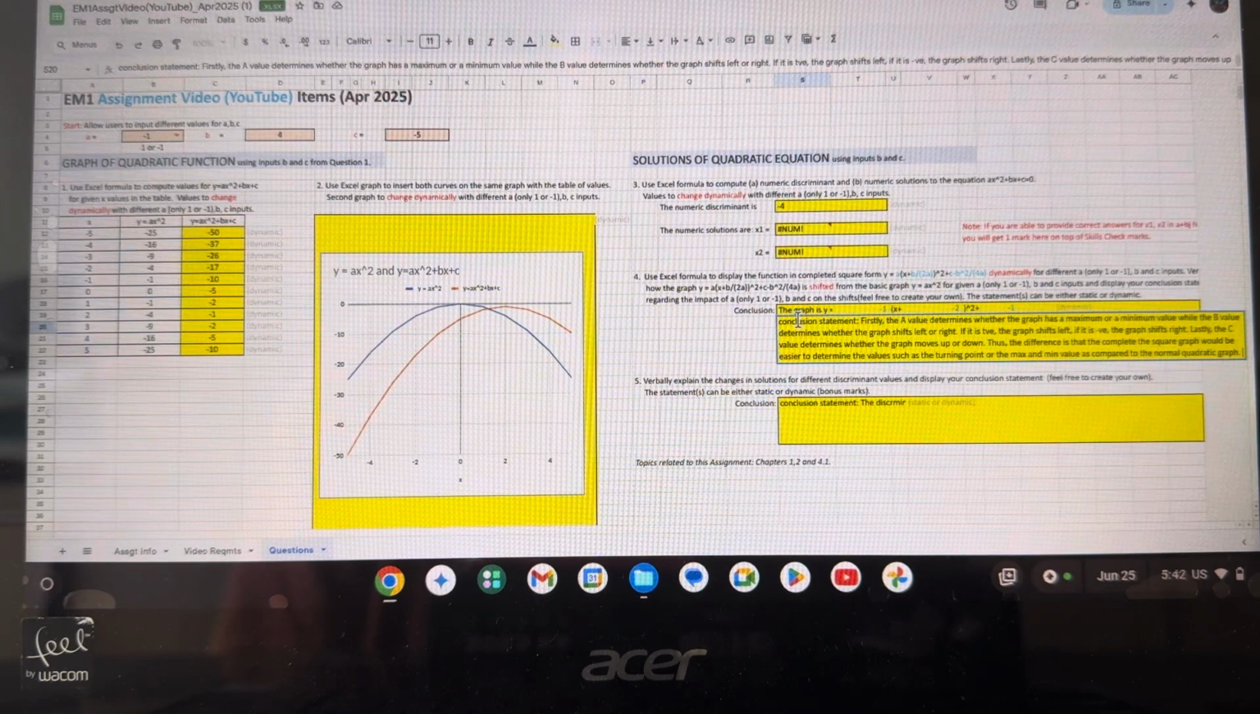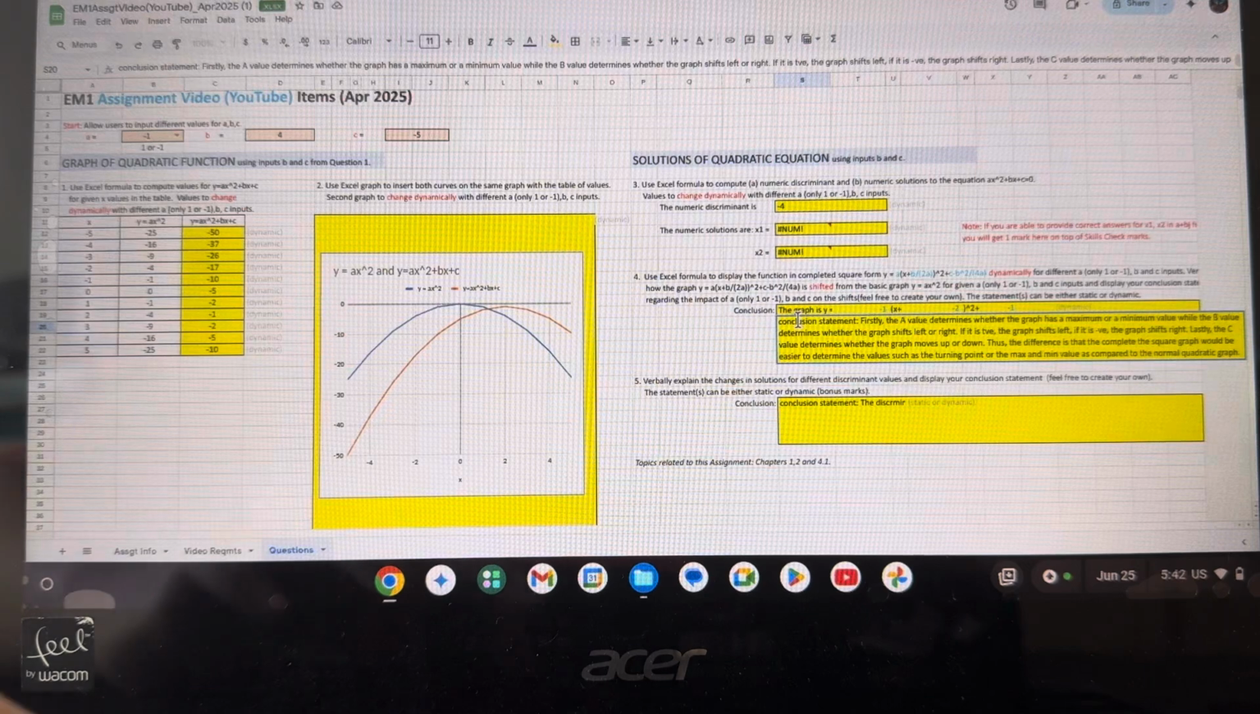Thus, the difference is that the complete square graph makes it easier to determine values such as the turning point or the maximum and minimum value, as compared to the normal quadratic graph.